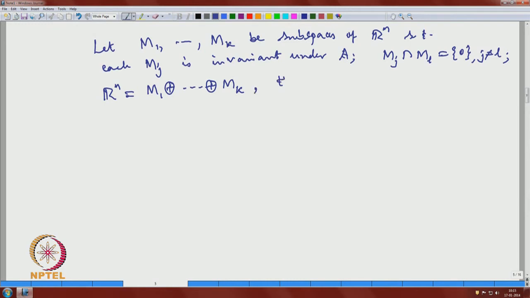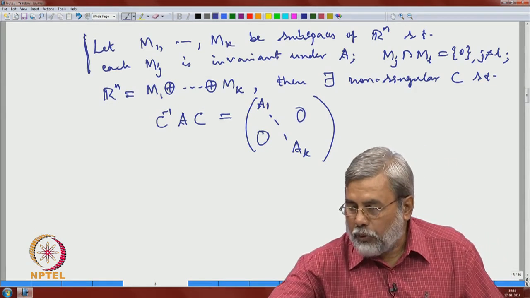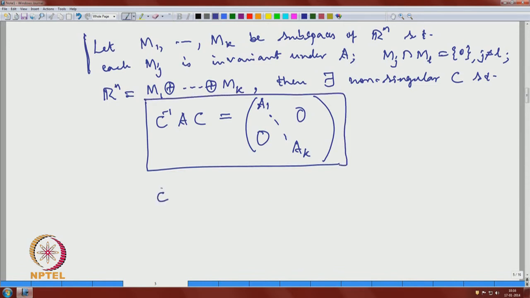With these conditions, there exists a non singular C such that C inverse A C is block diagonal with A1 to Ak. So, in other words, in such a situation, we can find a similar matrix which is a block diagonal matrix. Okay, so this is important. In this case immediately we see that C inverse e^A C is e^A1 up to e^Ak. This we saw yesterday.